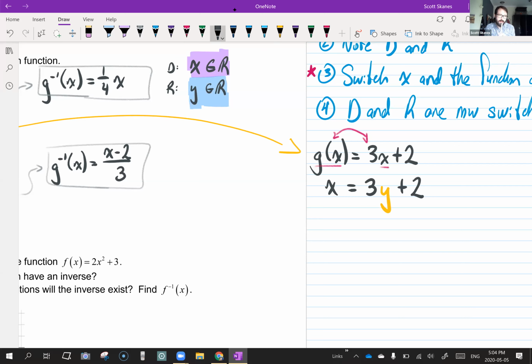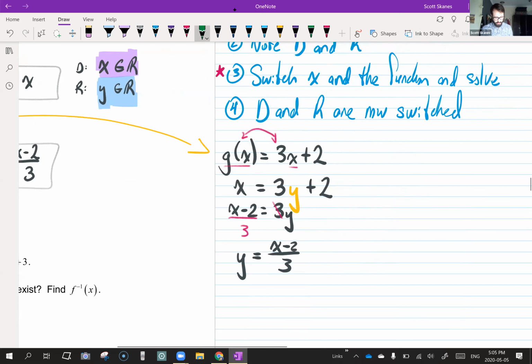The reason we do that is not to add more rules to this. It's because it's way easier to write Y and work with that than it is to write G inverse bracket X close bracket every single time. You'll still get the same answer. So you still go X minus 2 equals 3Y, and you still divide both sides by 3. So we still solve for Y, and it still gives the same answer. The only difference is that at the end, if you solve it with Y, you have to replace it at the end.